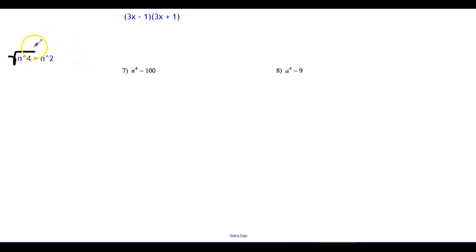In order for you to solve this problem, you needed to know that the square root of n to the 4th is equal to n to the 2nd power, or n squared. Why is that? Because n squared times n squared, that's n times n times n times n. That's 4 n's in a row. That would be n to the 4th.